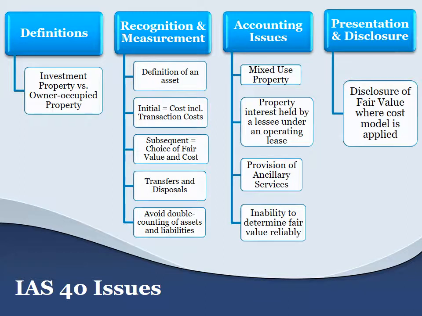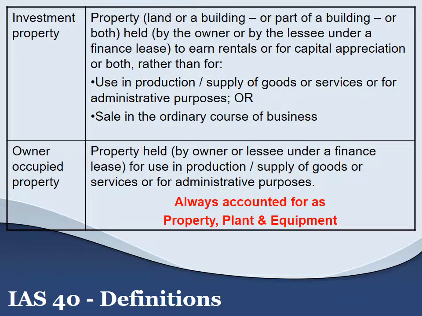Let's have a look at the definitions that we spoke about just now in a little bit more detail. IAS 40 defines investment property as property, could be land, could be a building, could be part of a building, it could be both, land and buildings, that is held by the owner or by a lessee, we spoke about that just now, by a lessee under a finance lease, with the intention of earning rentals, or for capital appreciation, or for both. It's up to you.